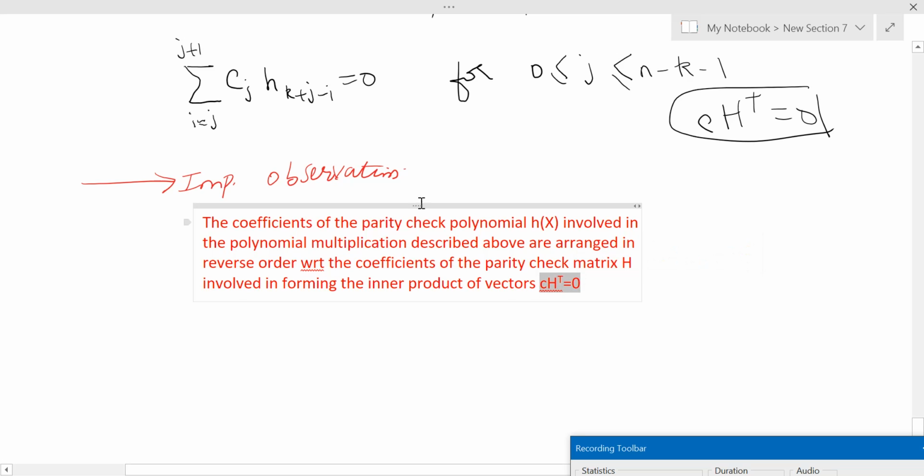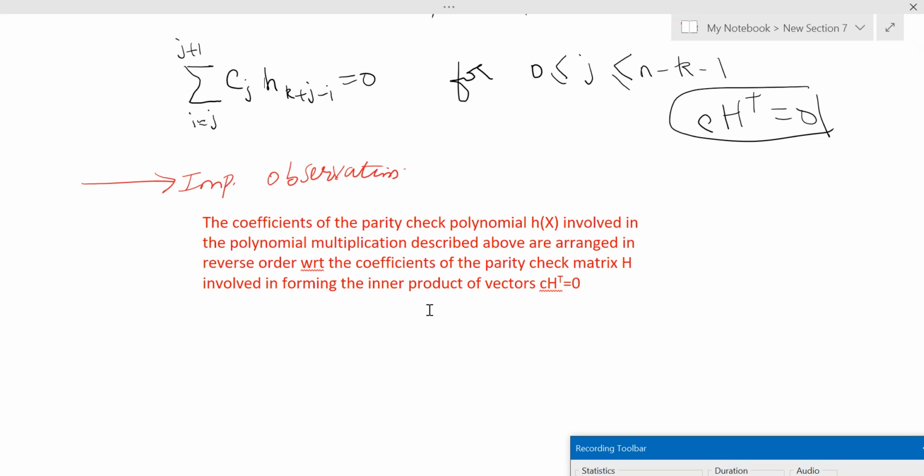So this relationship we know. You look at this relationship, you have here i equal to j plus 1, right? And then you have here k plus j minus i. So as i increases, j minus i will decrease. So hence c i gets multiplied reversely with h here, and it is equal to 0. If you compare this with this equation, c h transpose equal to 0, so the equivalent of h transpose is of the reverse order as compared to the coefficients of the parity check polynomial, h of k plus j minus i.